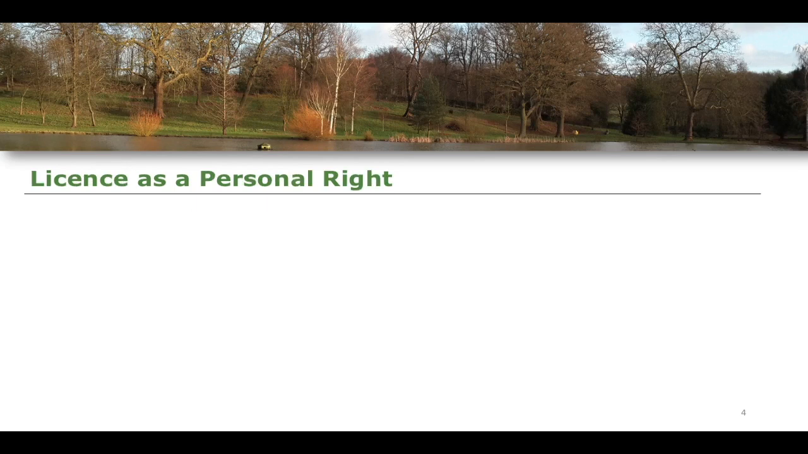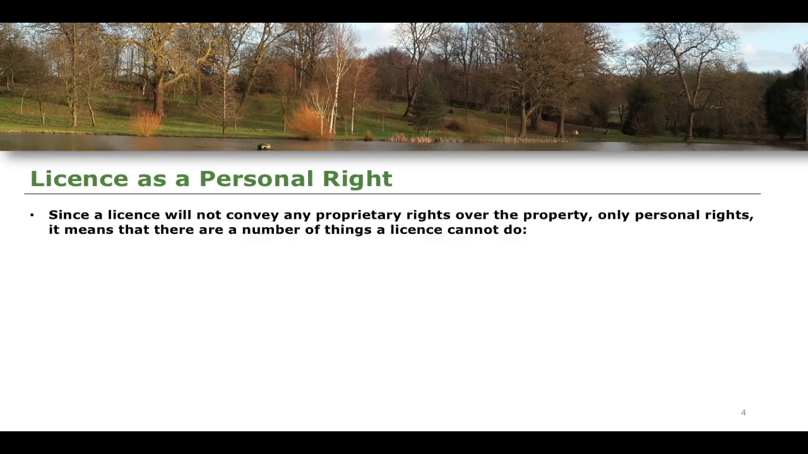So let's think about this. A license is a personal right, is a right in personam. Since it will not convey any proprietary rights over the property, it only conveys personal rights, it means that there are a number of things that a license cannot do, and it is very limited the kinds of rights, or at least the kind of power you may have over a property in relation to the issuance of a license. You can't transfer, for example, a license to a third party in the same way that you could transfer a proprietary right to a third party, such as an easement or a lease.